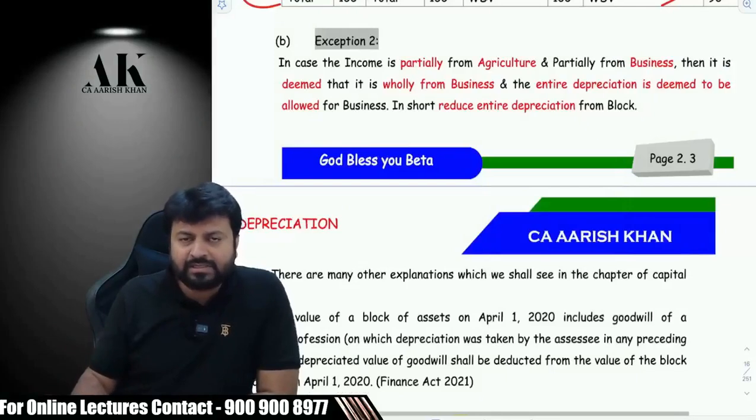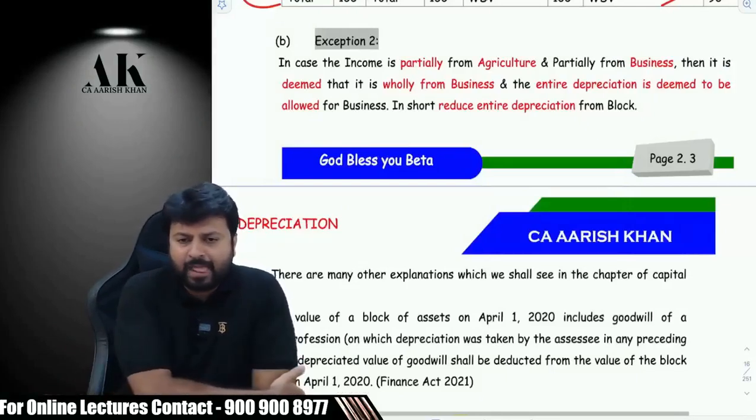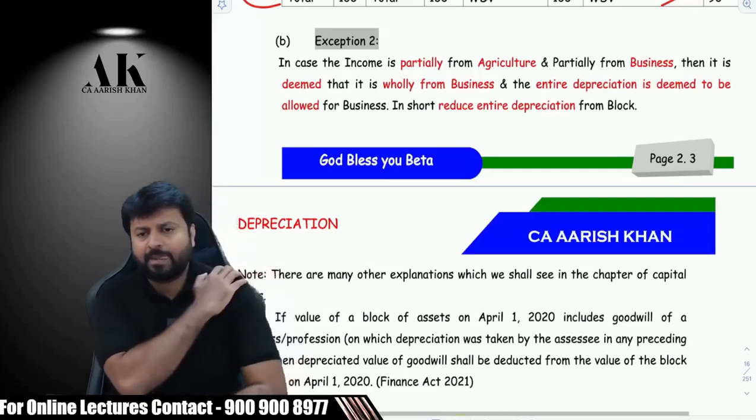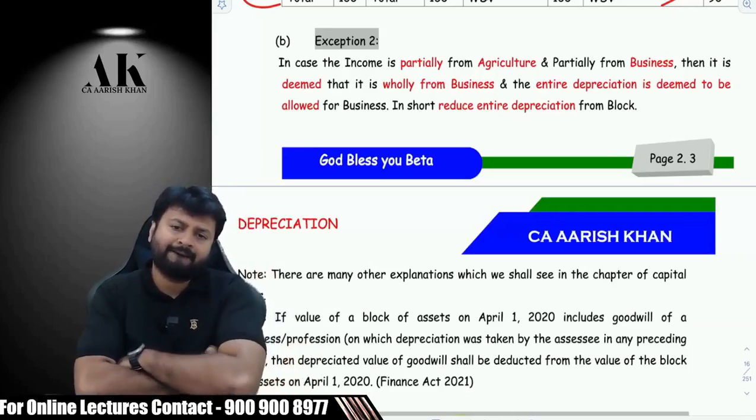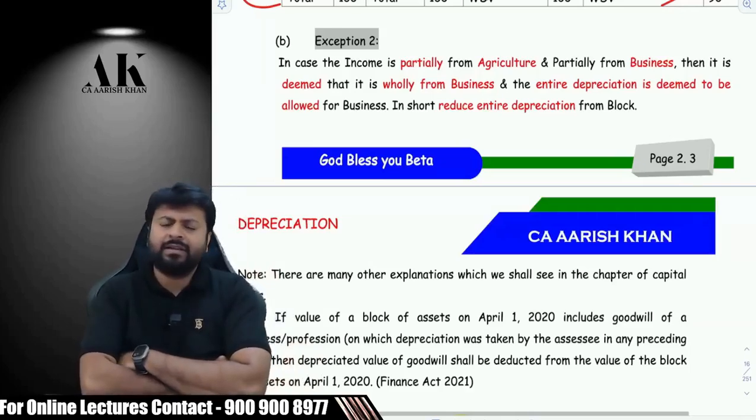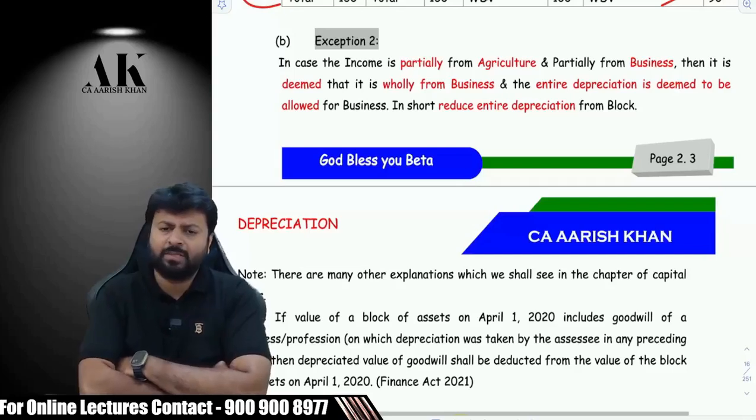Yes, please. I have a question. This second exception talks about composite income. Now, if I take the composite income to the extreme, can it also include 100% exempt income? No, 100% exempt income cannot have a composite nature. Example? Section 10 incomes and all that. In that case, you don't get the deduction of depreciation anyway.